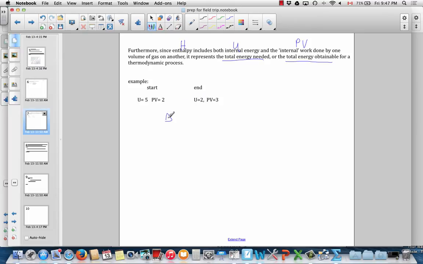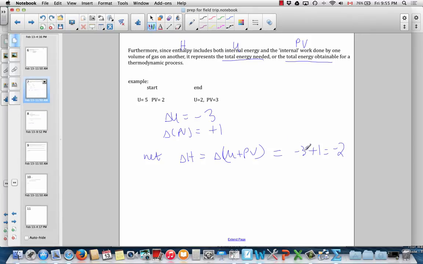For instance, if we were to start with a higher energy, internal energy state and end with a lower, then we have potentially released 3 units of internal energy. However, our working fluid, our gas, has done 1 unit of work on itself. The PV work is in, whereas the internal energy is out. So the net result of this process is actually less than just the internal energy change, because the gas did some work on itself. Thus, instead of releasing 3 units of energy to the environment, we're actually only releasing 2 units of energy.